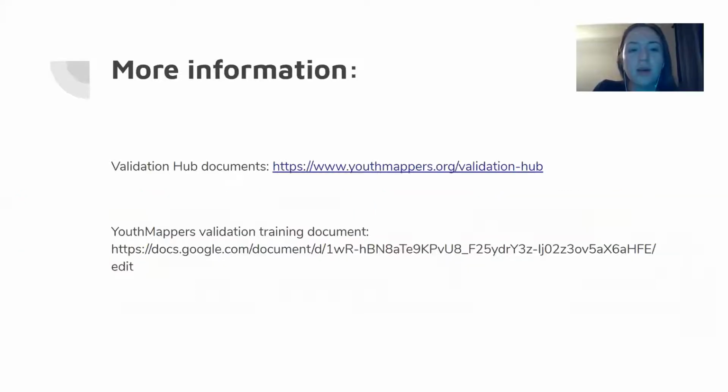At the end here I have some resources for more information. Validation Hub documents can be found on the YouthMappers website under projects and then Validation Hub. You can just find more information about validation here and the team. But there's also resources like the training document, which I referenced for this presentation, and some additional tips and plugins that you can use in JOSM to make the validation process go a lot more smoothly and quickly. So I would definitely recommend checking those out once you get more comfortable with validating in JOSM.